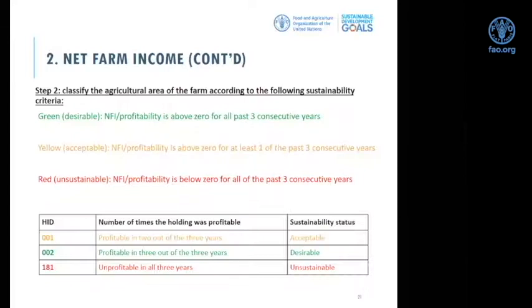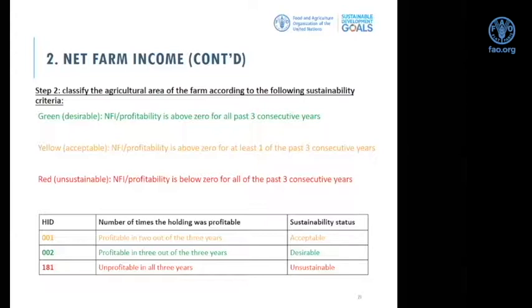So in terms of the thresholds to assign the traffic light to the farm and agriculture area that it owns, manages and operates. Again, we have three colors. Green is desirable, yellow is acceptable, and red is unsustainable. So if the agricultural holding profitability is above zero for all of the past three consecutive years, then we will classify that farm as green.